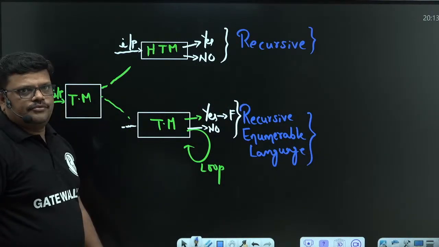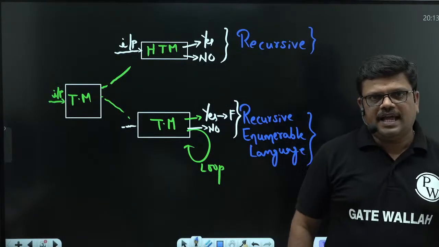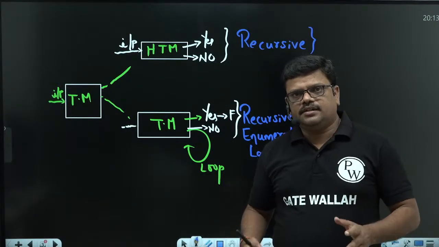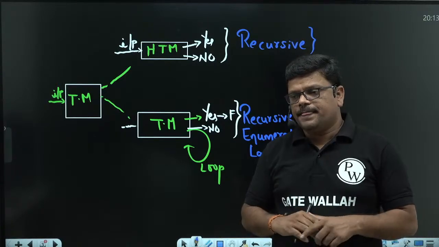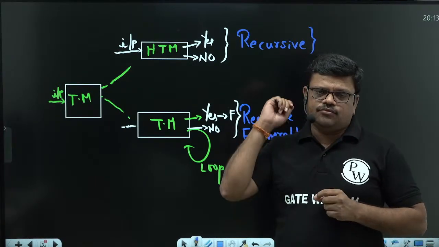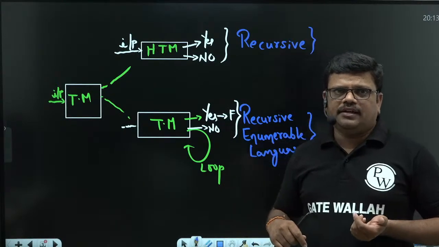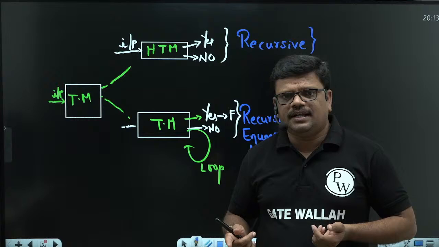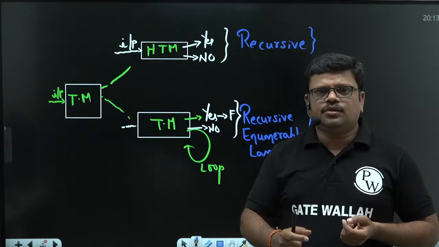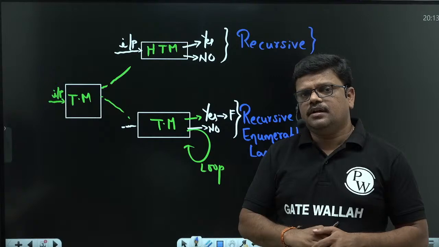So this is the classification. We classified the language of Turing machine into two categories: recursive and recursive enumerable languages. For any language, if we are able to construct a halting Turing machine for all inputs, whether valid or invalid input of the language, then that language comes under recursive language.